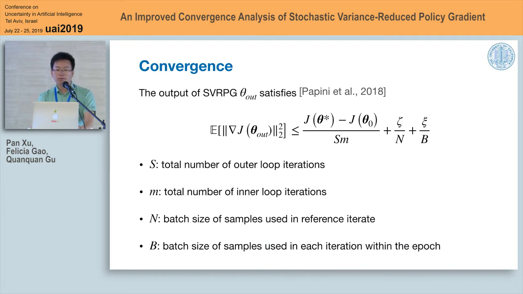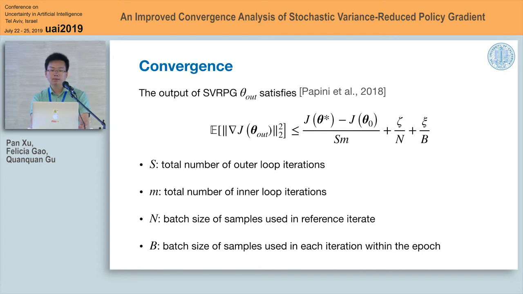So the convergence of this SVRPG algorithm is shown as follows. And compared with the result from the REINFORCE algorithm I just showed before, you can see that there is an additional term that is in the order of 1 over b. Here, b is the sample size, how many trajectories we need in each iteration in the inner loop of the algorithm. And n is the sample size in the outer loop of the algorithm.